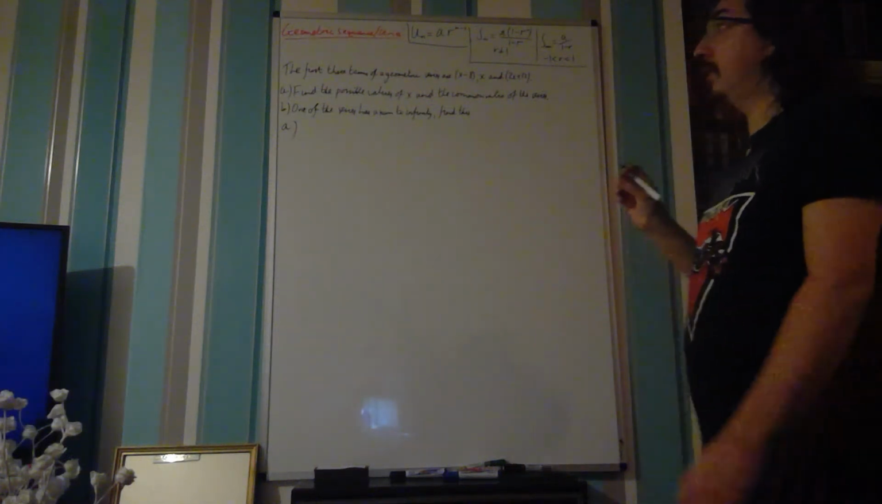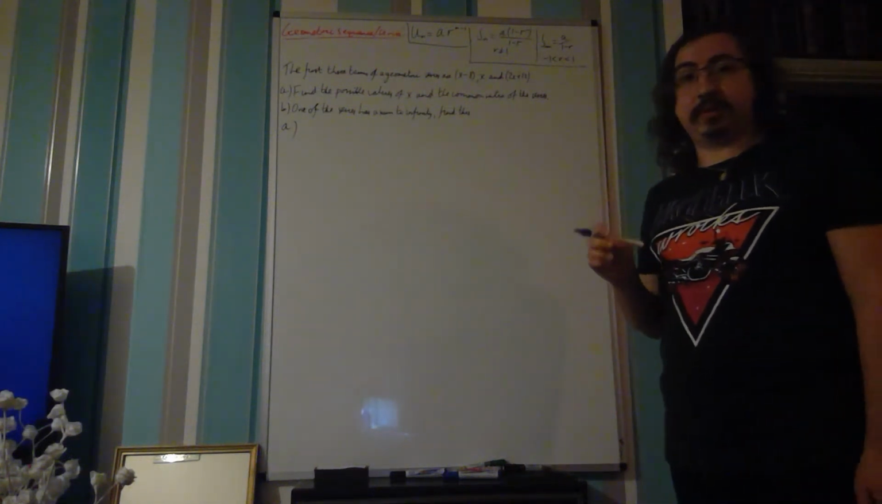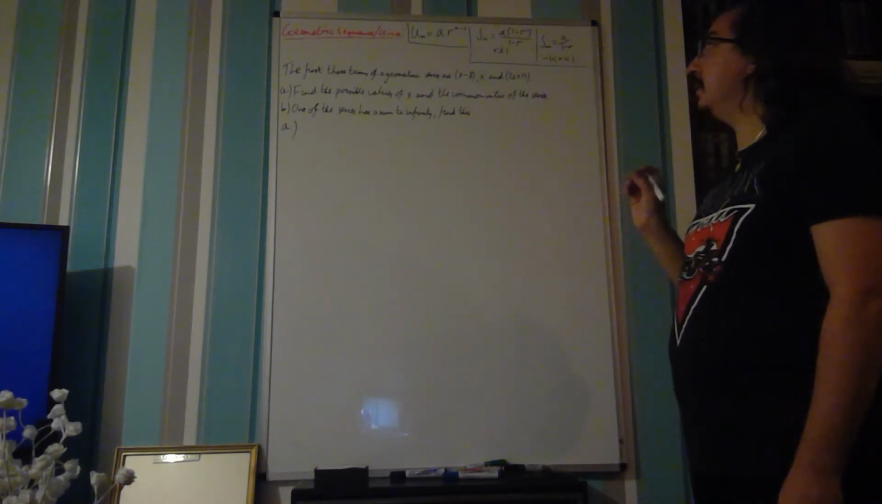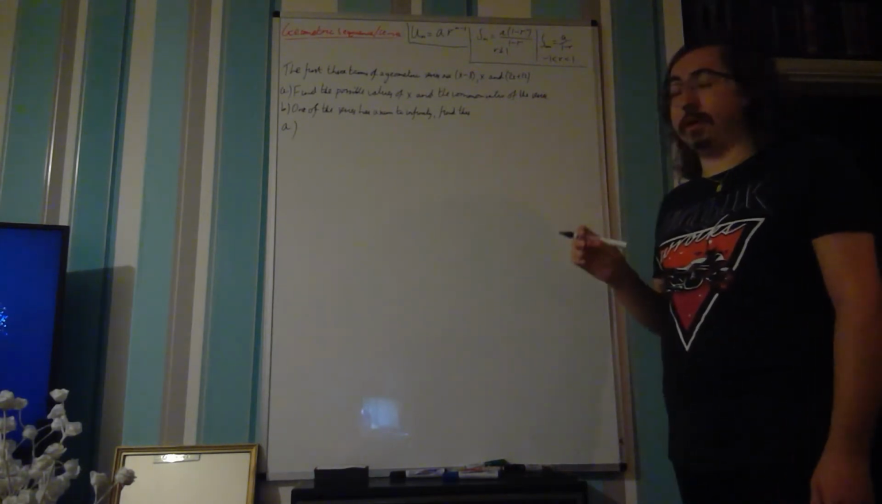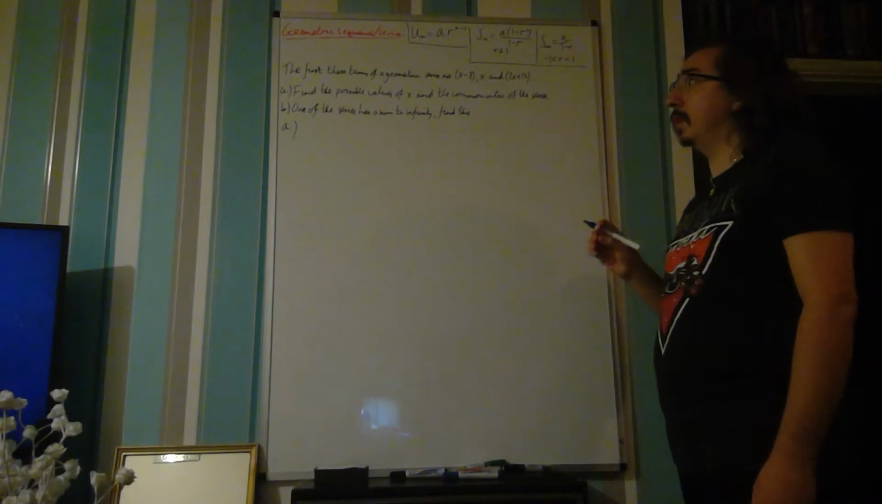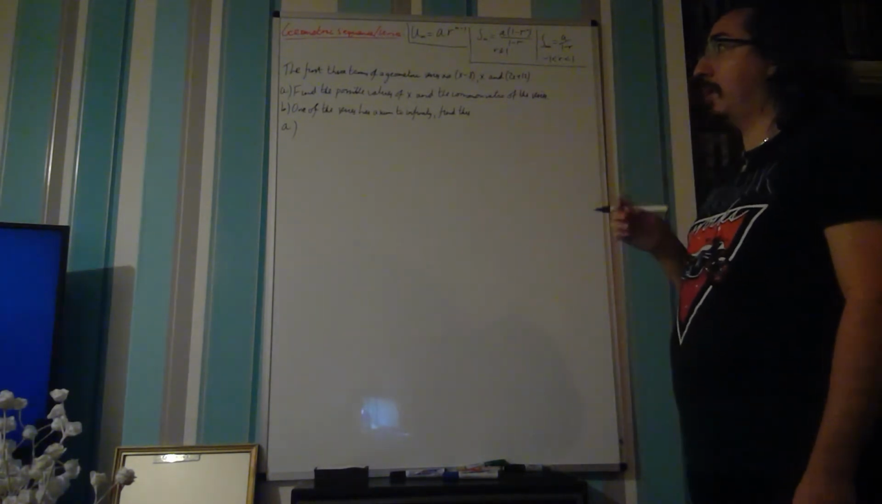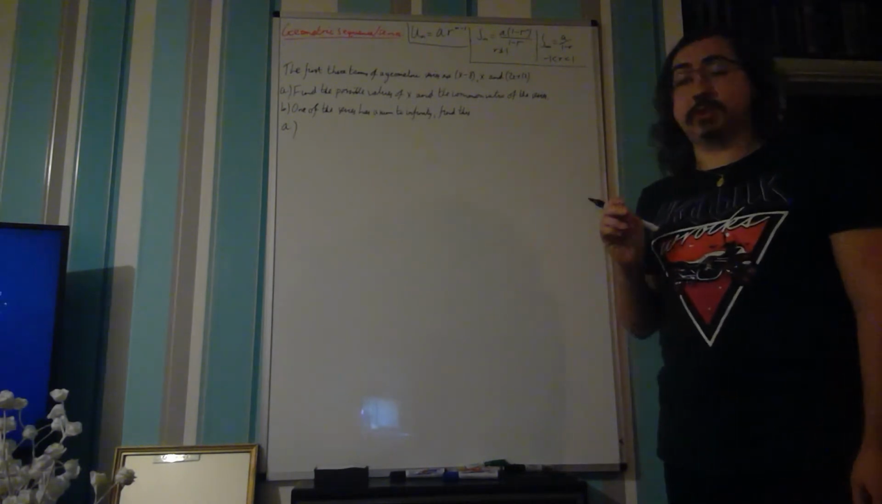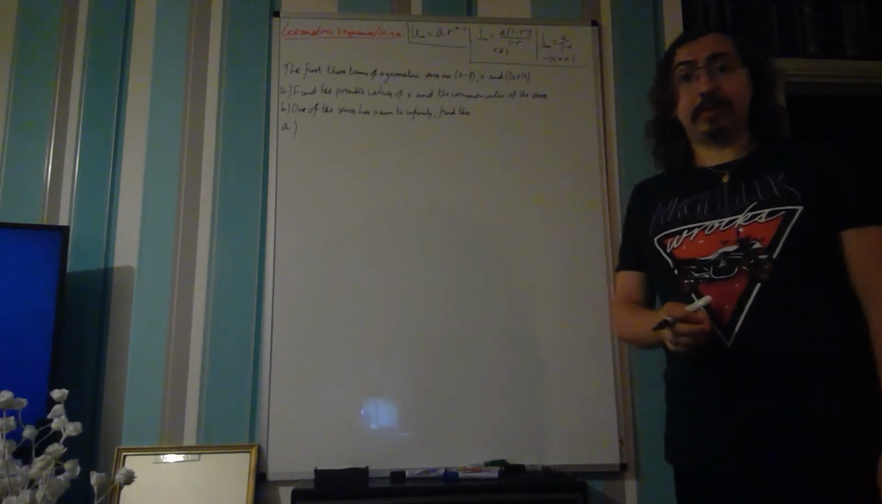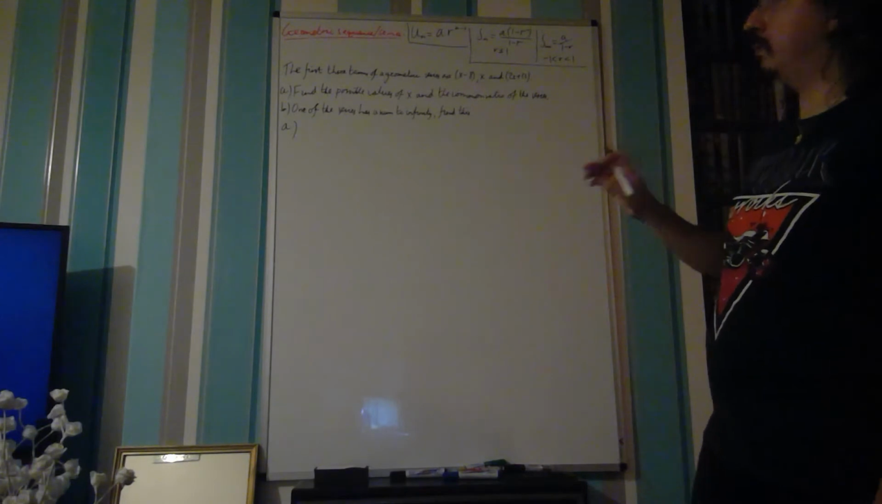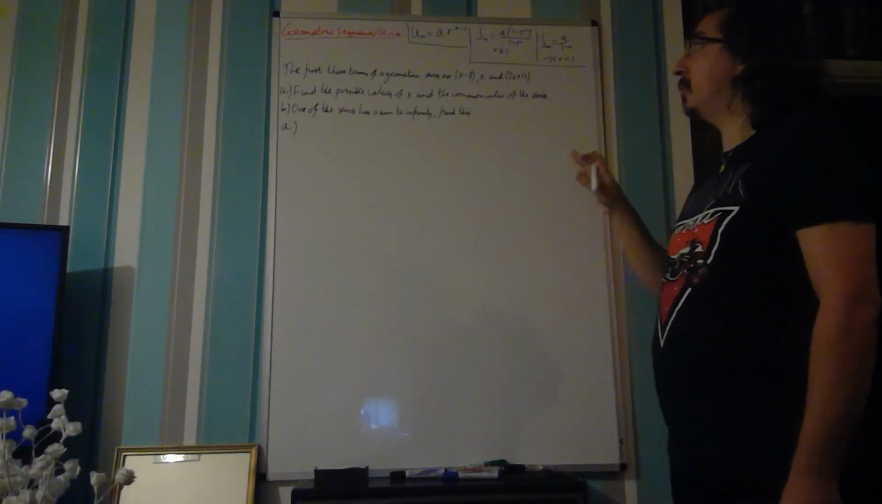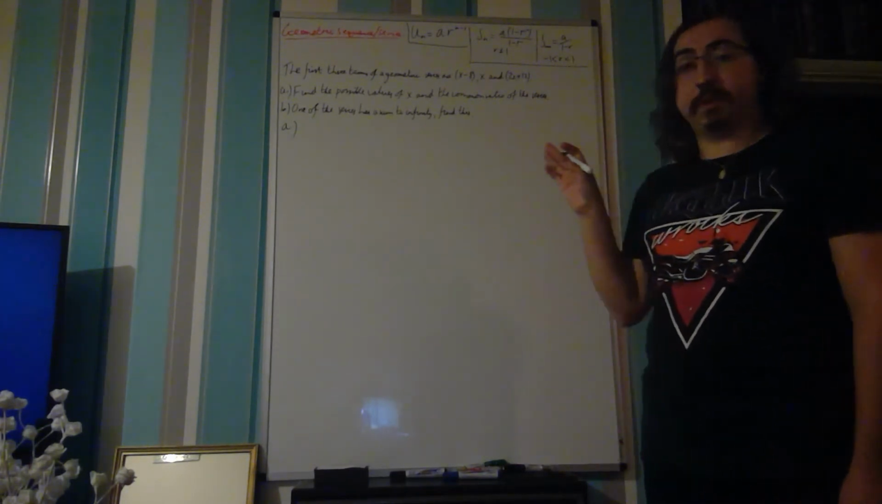In this video, we're given the first three terms of a geometric series are x minus 8, x, and 2x plus 12. For part A, we want to find the possible values of x and the common ratio of the series. And for part B, we're told one of the series has a sum to infinity, and then to find this. So if we look at part A first, we want to find the possible values for x and the common ratio of the series.